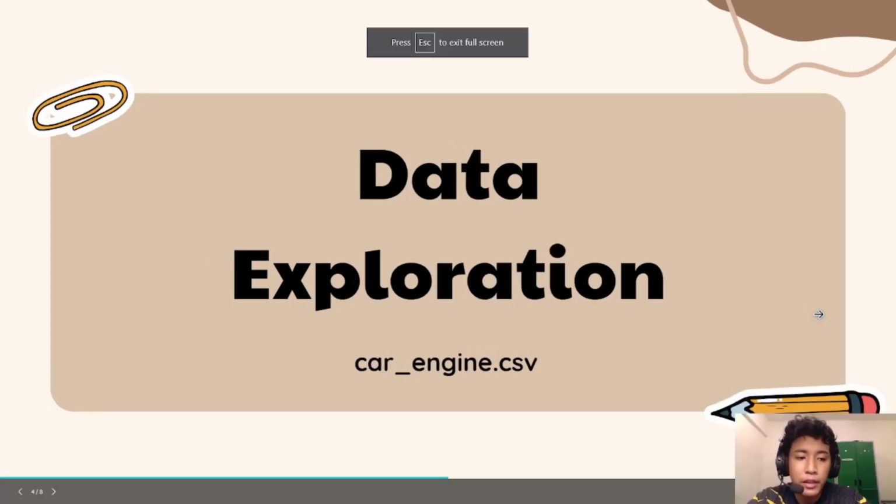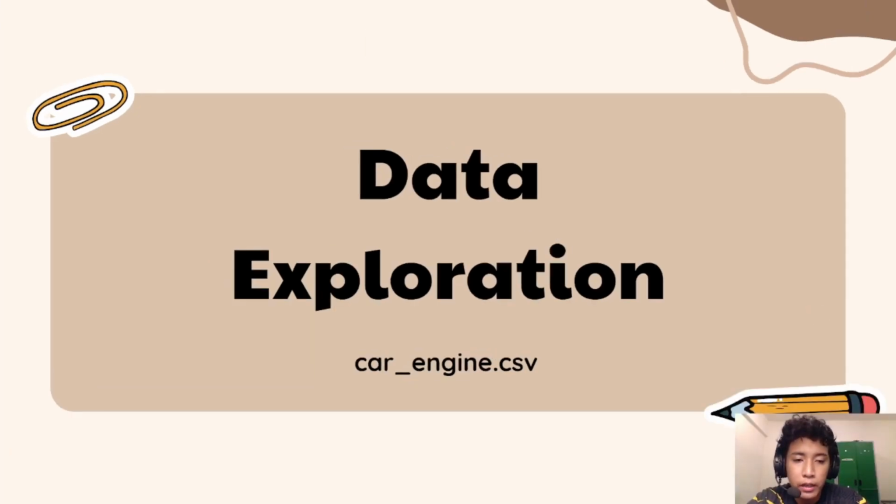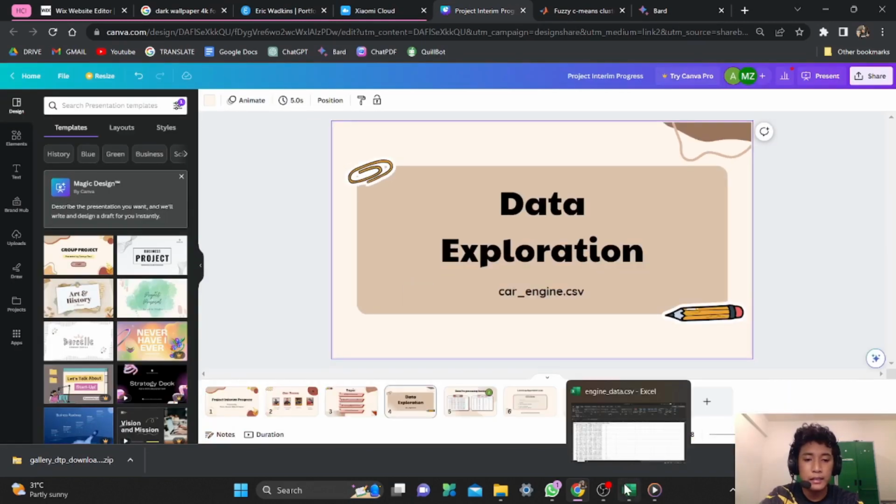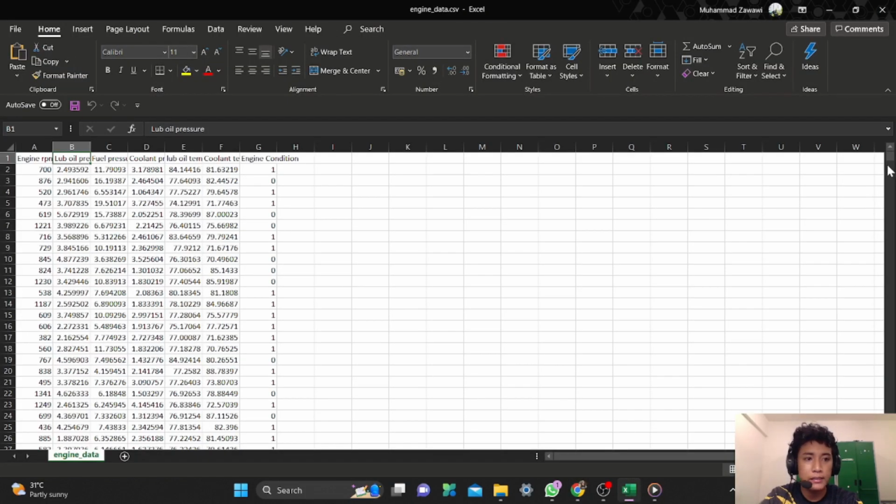Okay, thank you Adam for the briefing of the introductions. We will move on to the data exploration, and for this fuzzy inference, we choose the data-driven method, and we will use the car engine.csv dataset that we got from Kaggle, under the name of car engine health dataset. Okay, this is the dataset provided in Kaggle.